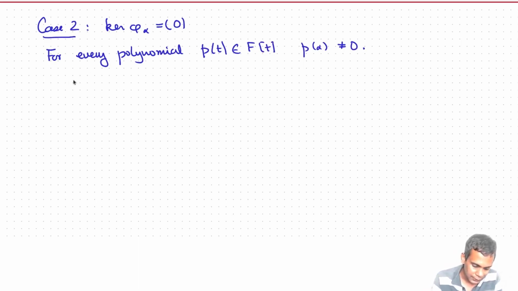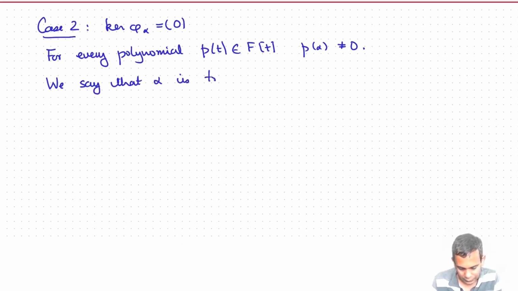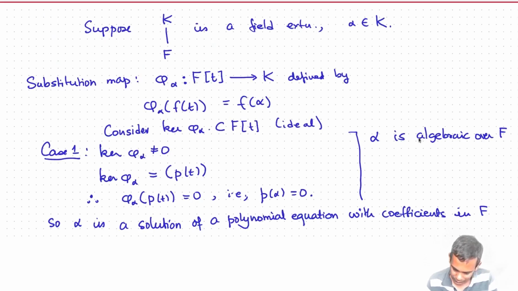In this case, we say that alpha is transcendental over F. Okay, so we have two kinds of elements in a field extension. Either an element is algebraic or it is transcendental.